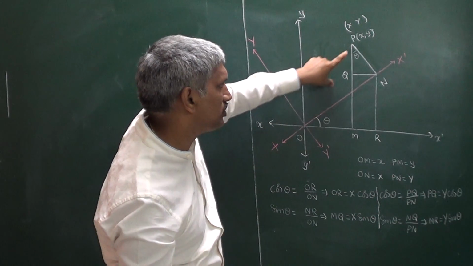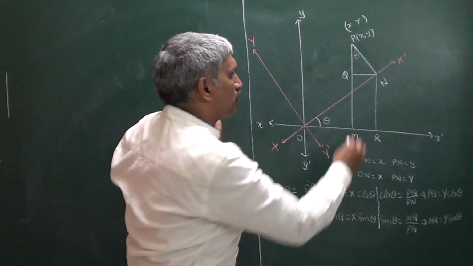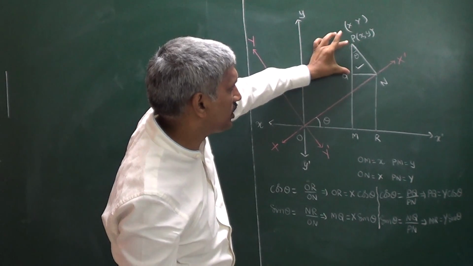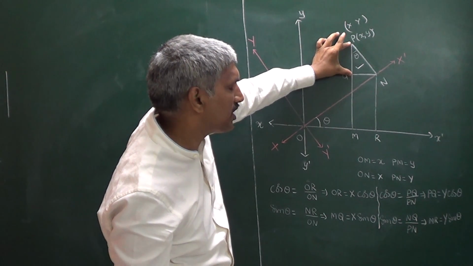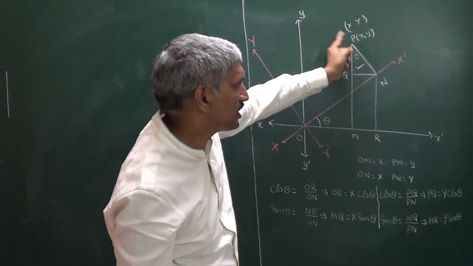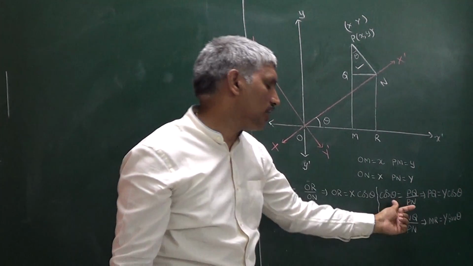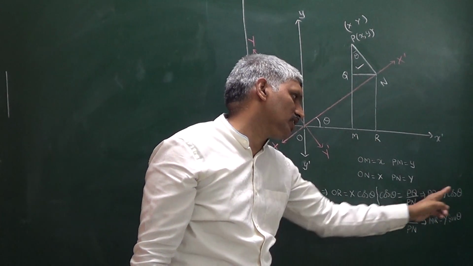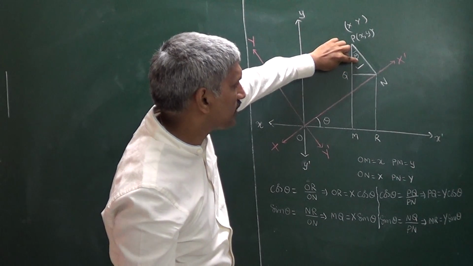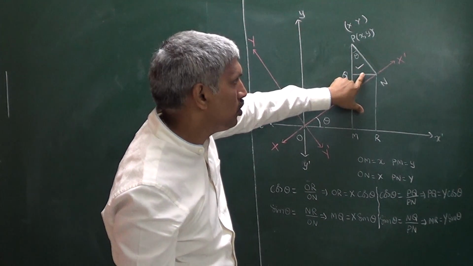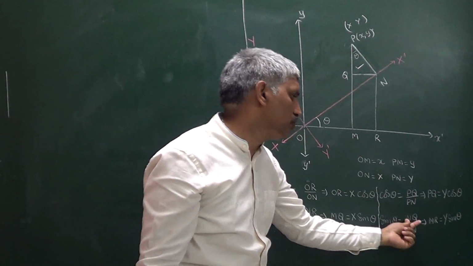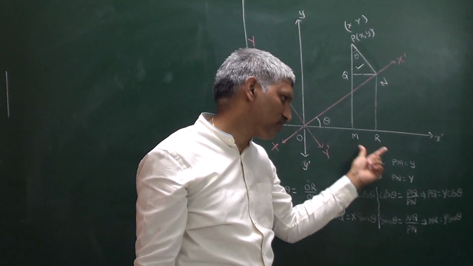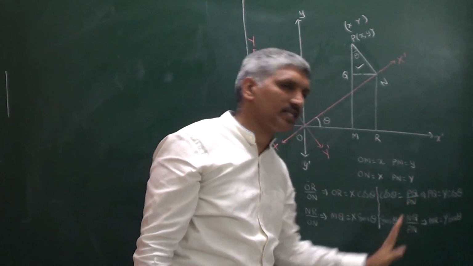Now this is theta, which means this angle is also theta. Now observe this triangle. From this triangle what can we write? Cos theta is equal to the adjacent side PQ divided by PN. What is PN? PN is nothing but capital Y. So we got PQ is equal to PN cos theta, that means Y cos theta. From the same diagram, sin theta is equal to QN divided by PN. QN is the same as MR. That's why we got MR is equal to Y sin theta.